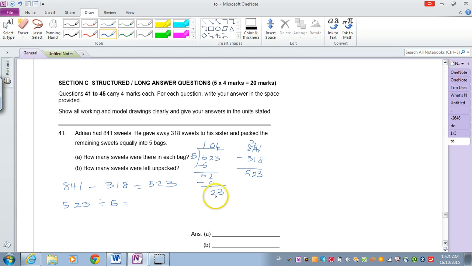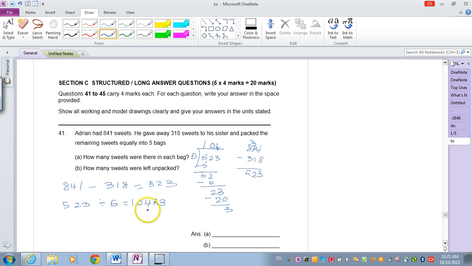We do not have 25, we only have 23, so we have to stick with 20. So 4 times 5 gives me 20, and I have a remainder 3. So here I will write down 104 remainder 3. Okay, but that doesn't answer your question.